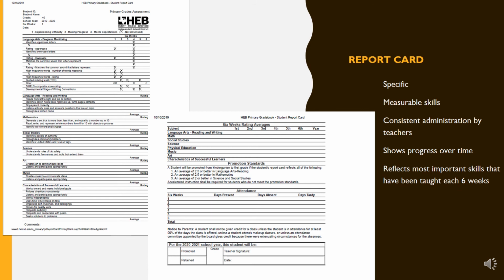The rating system that we use is expressed at the top. Notice that a number 3 equals meets expectations, number 2 is making progress, and a number 1 indicates that your child is experiencing difficulty. If there is an X underneath any given 6 weeks, that means that that item was not assessed during the 6 weeks.